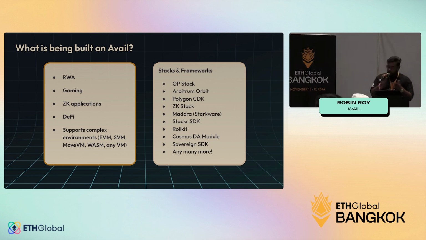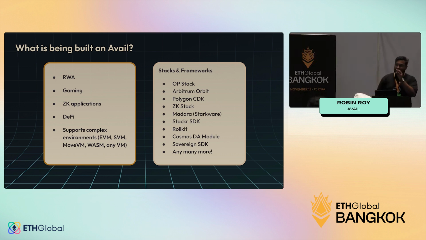So what can you build? You can build anything from RWA, or real world assets, gaming applications, anything that is related to ZK, DeFi, like high frequency DeFi applications. And the powerful thing here is that we support complex environments. We don't just support EVM or SVM. We support any arbitrary execution environment. This can be a Move VM, a WASM based runtime, any VM for that matter, right? So that's pretty cool. So how can I actually do this, right?